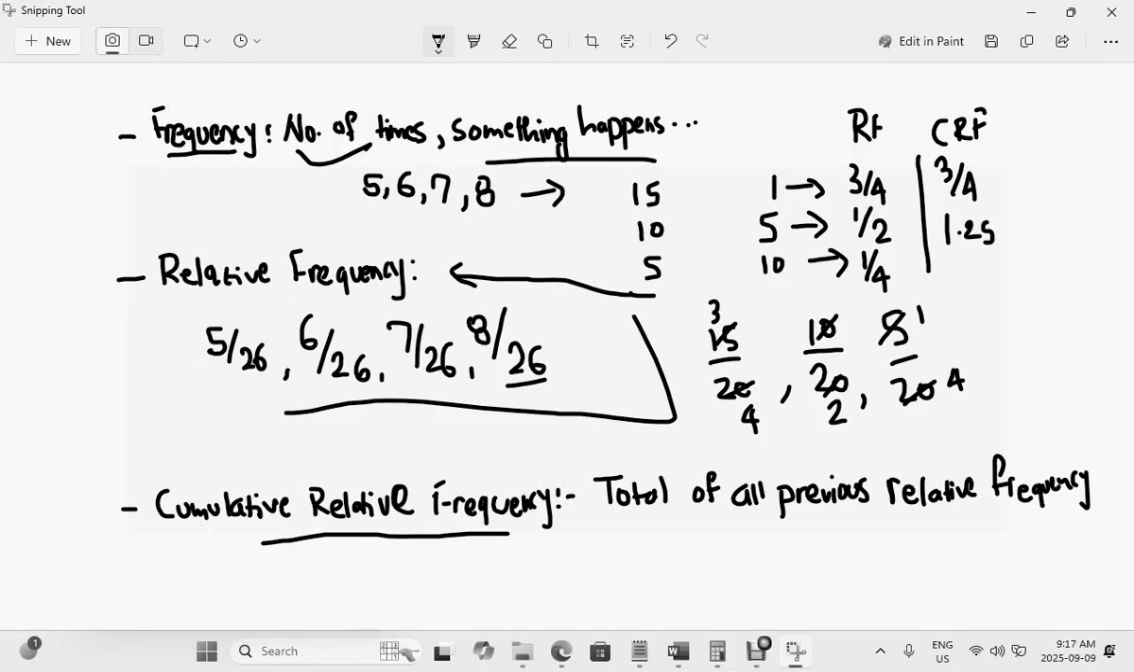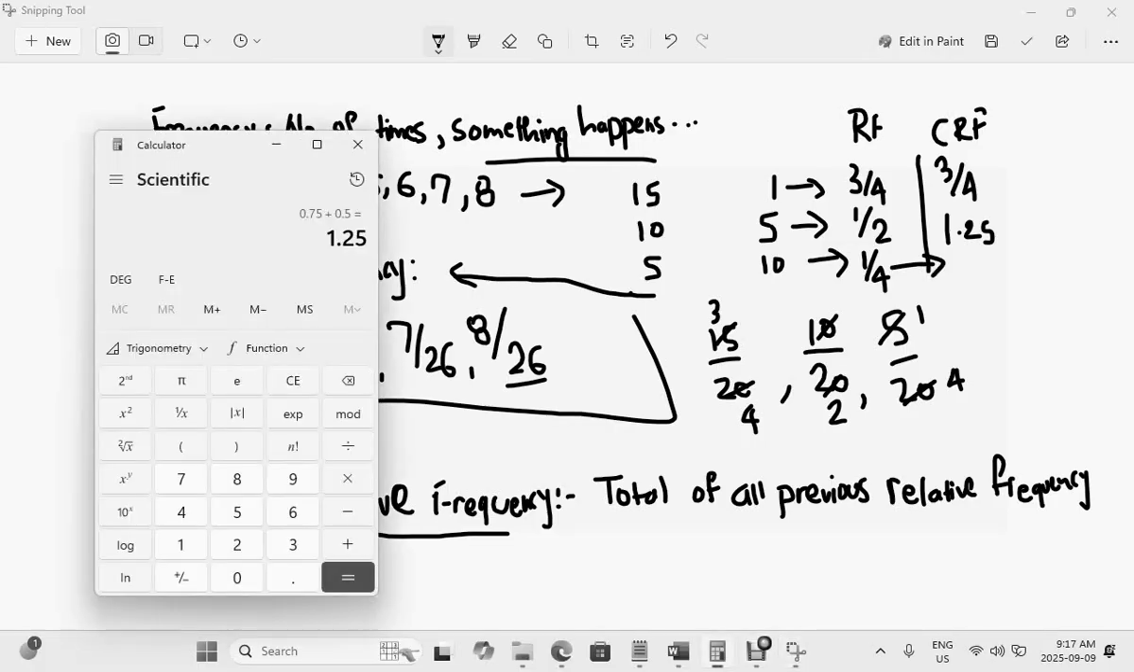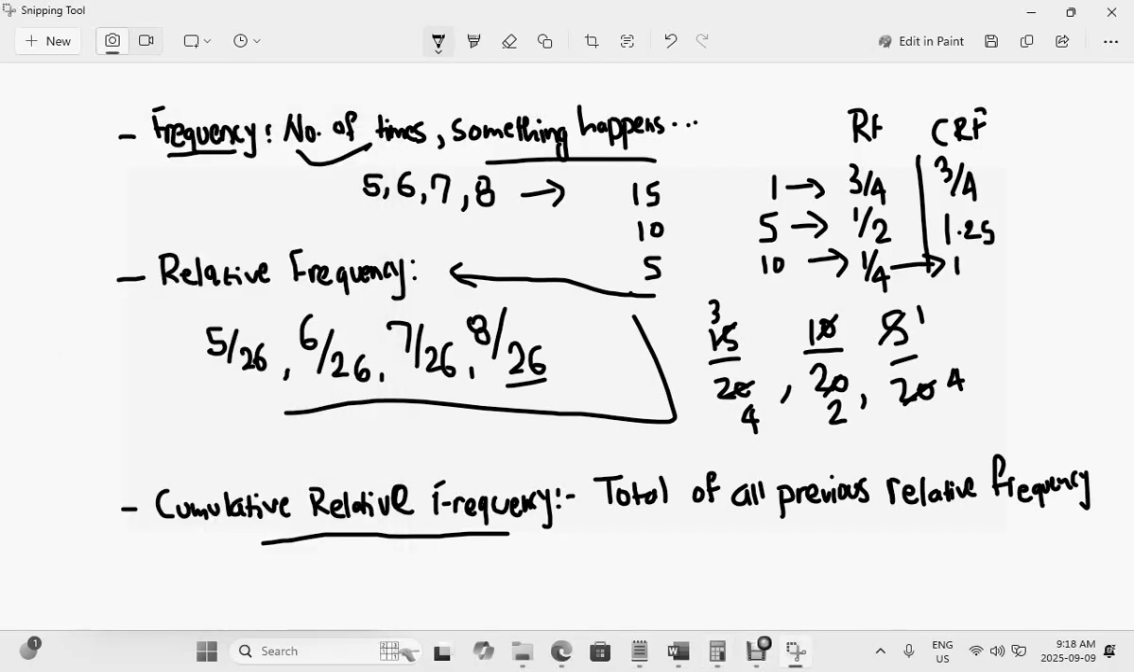Over here, this is 1/4, so you add 1 divided by 4, which is 0.25, plus 1.25, which is 1.50. So this is your cumulative relative frequency. This is basically how you figure out your relative and cumulative relative frequencies.